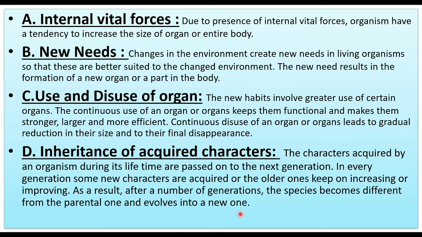In the next generation, the organism gets some unique characters from its parent, and also gains some characters of its own. So these characters accumulate, and after some generations the species becomes different from the parental one and evolves into a new one. As these unique characters are transferred and gained in every generation, the ancestor and the new organism have more difference in their structure. That is why they are not distinguishable from one another, and that is why new species formation occurs.